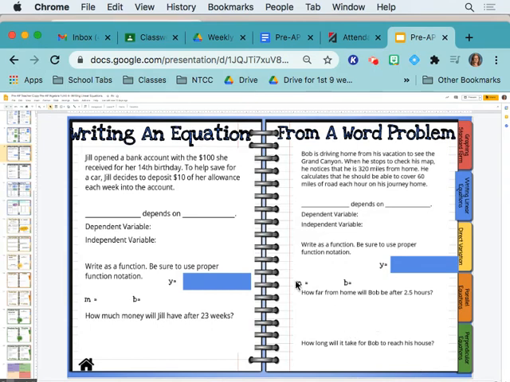We are on slides 9 and 10, and this is about writing an equation from a word problem. So we are going to look at these word problems and come up with an equation so that we can solve a problem that goes along with it.